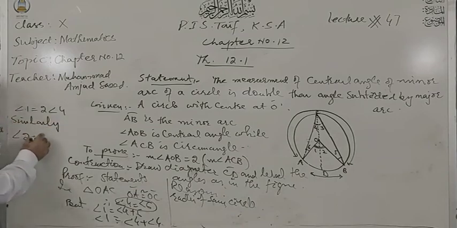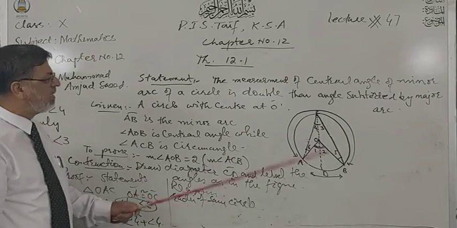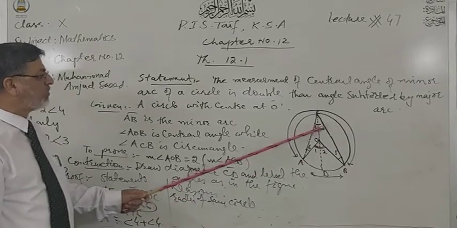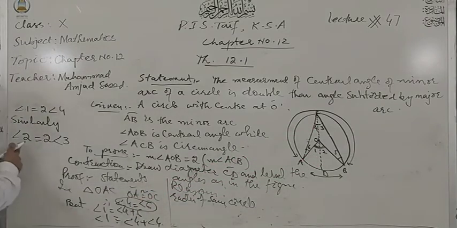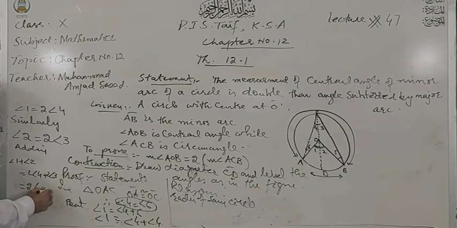Similarly, angle 2 is equal to 3 plus 5. But angle 3 is equal to angle 5, so instead of 5 we apply 3. So angle 2 is equal to 3 plus 3, that is, 2 into angle 3. Adding them, angle 1 plus angle 2 is equal to 2 into angle 4 plus 2 into angle 3. Taking 2 common, 2 into angle 4 plus angle 3.